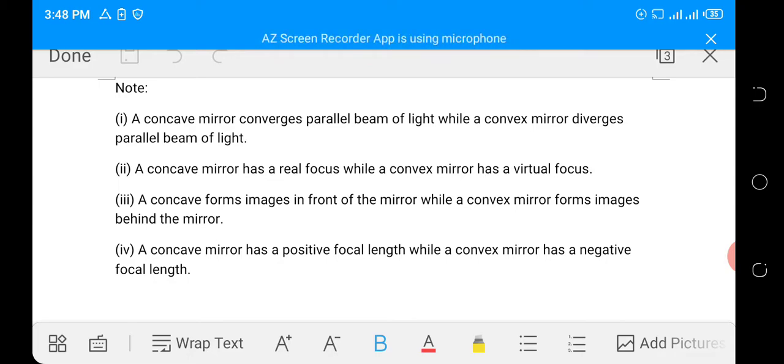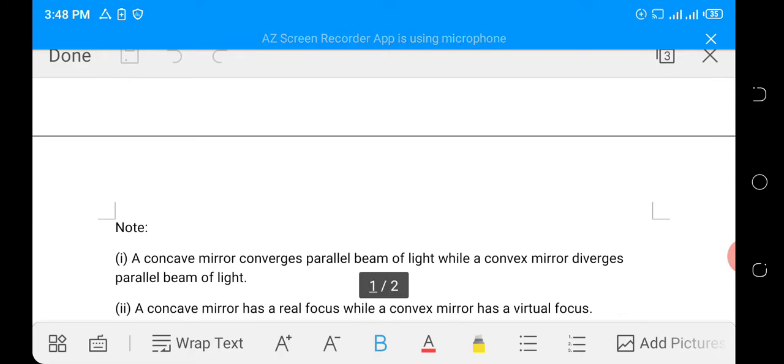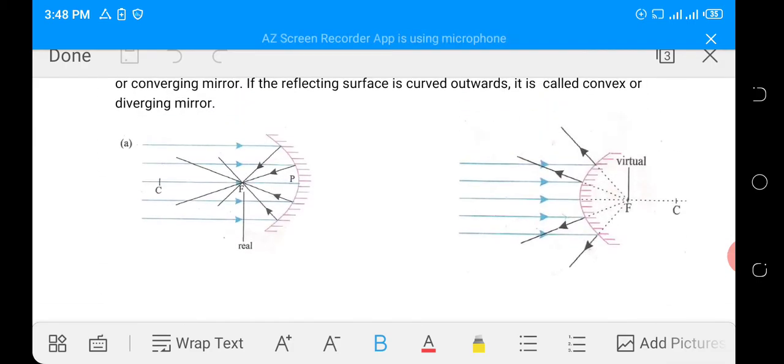For number 1, let us look at how this is shown in the diagram. You can see that the blue lines represent a parallel beam of light. On striking the reflecting surface of the mirror, they are all reflected to a point known as the principal focus of that mirror. So a concave mirror converges a parallel beam of light to a focus. That is why it is also known as a converging mirror.